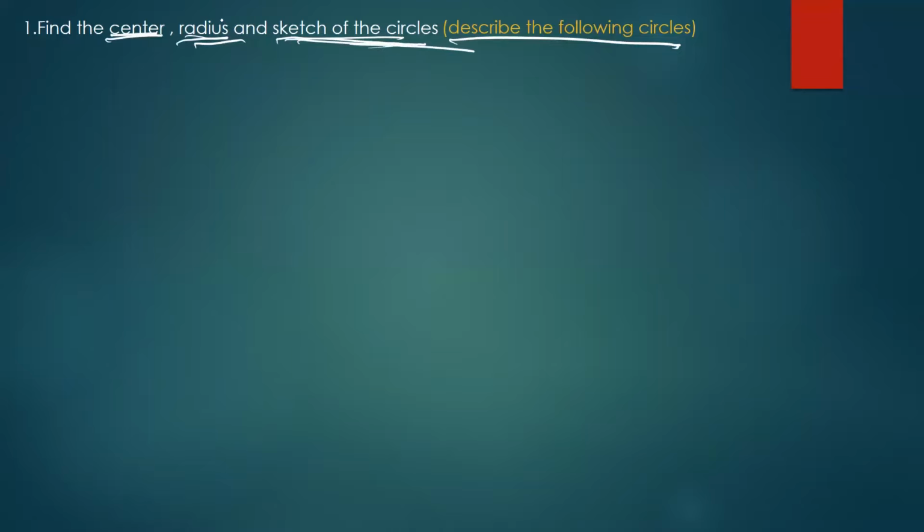Some books or some lecturers ask you to find the center and radius of the circle, and also to sketch the circle. But some books will just say, describe the following circles. Whether they ask you to find the center, radius, and sketch the circle, or they say describe the circle, it's one and the same thing. So if they say describe the circle, you have to make sure that you find the center, the radius, and also sketch the circle.